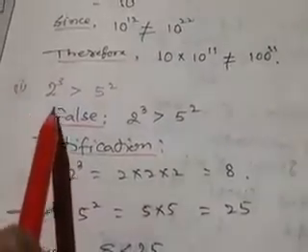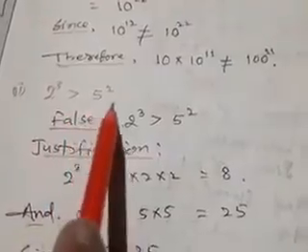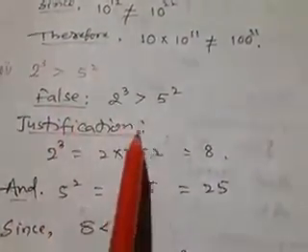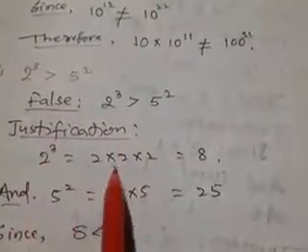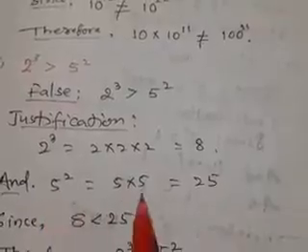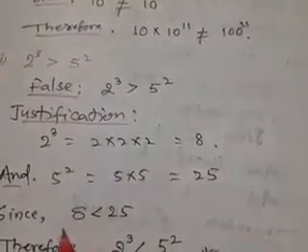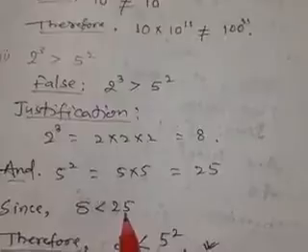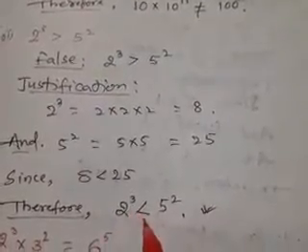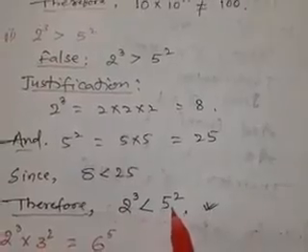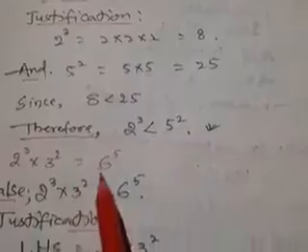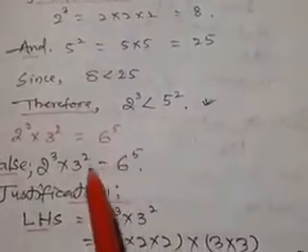Next is 2 cube is greater than 5 square. This statement is also false, but we need to justify it. 2 cube is equal to 8, 2 multiplied by 2 multiplied by 2, and 5 square is equal to 25. Since we find 8 is smaller than 25, therefore 2 cube is smaller than 5 square. Next is 2 cube multiplied by 3 square is equal to 6 to the power 5.